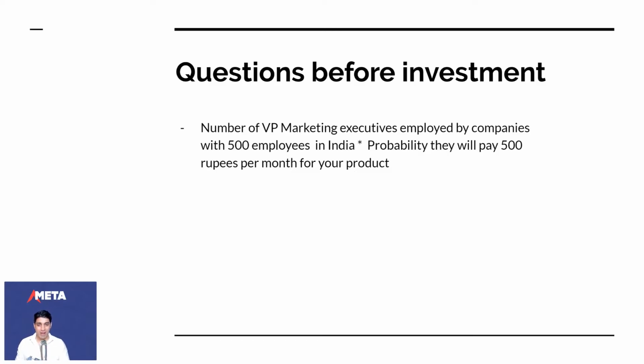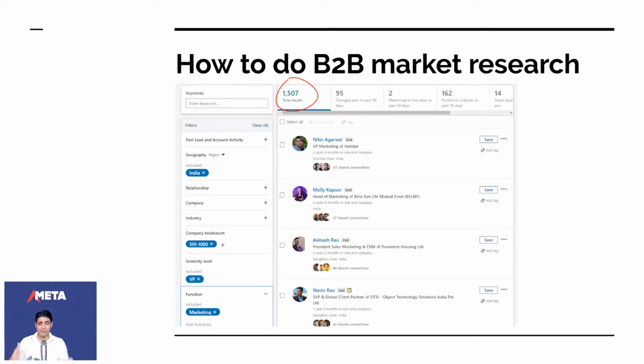Now, this is some bad math because if a company has more than 500 employees, usually they will pay way more than 500 rupees per month, but it's just an example of how this happens. Now, how do you actually do B2B market research? It's very simple. You go to LinkedIn, and if you have Sales Navigator, you click on Sales Navigator. Otherwise, you just look for VP marketing.